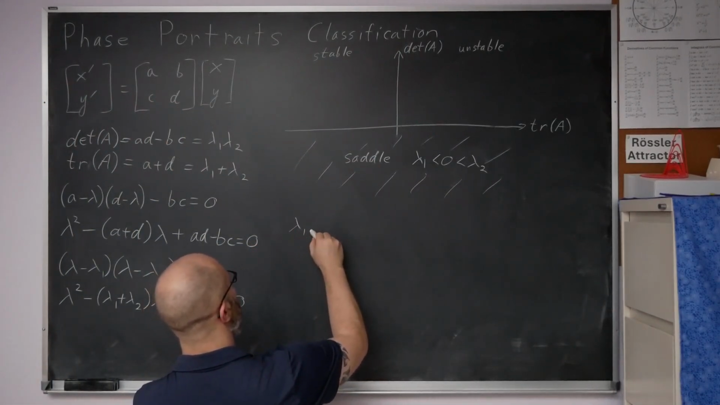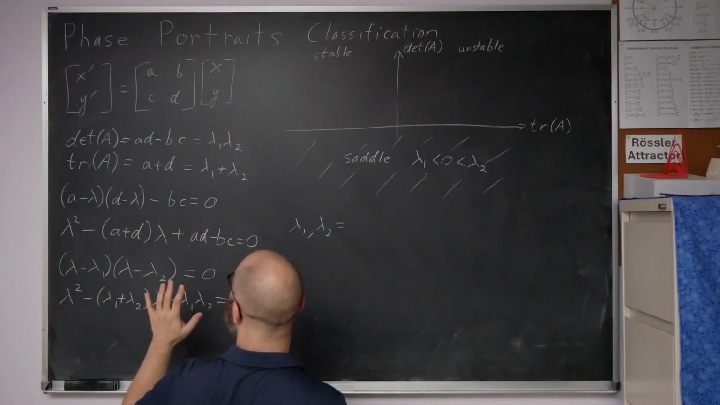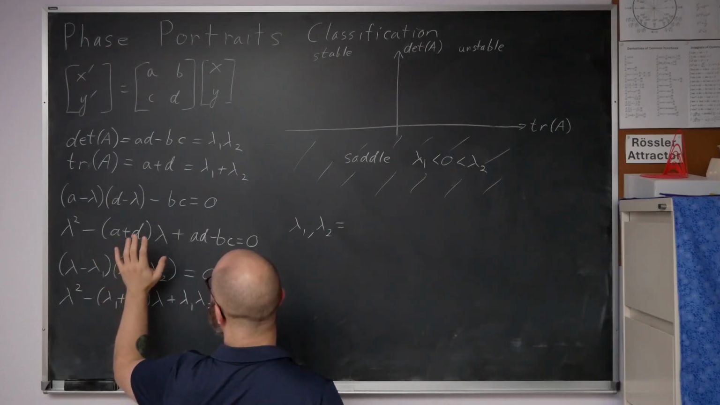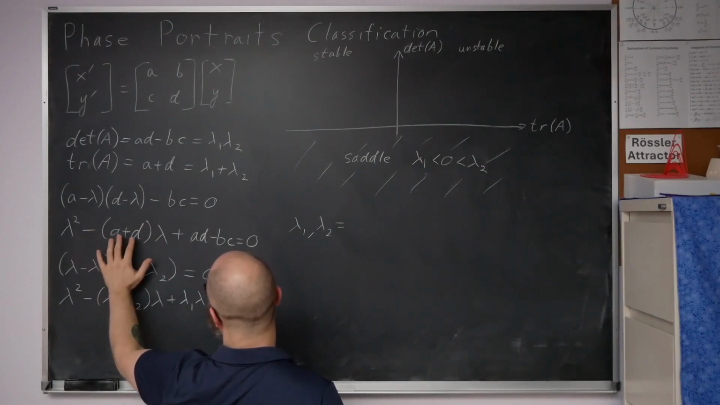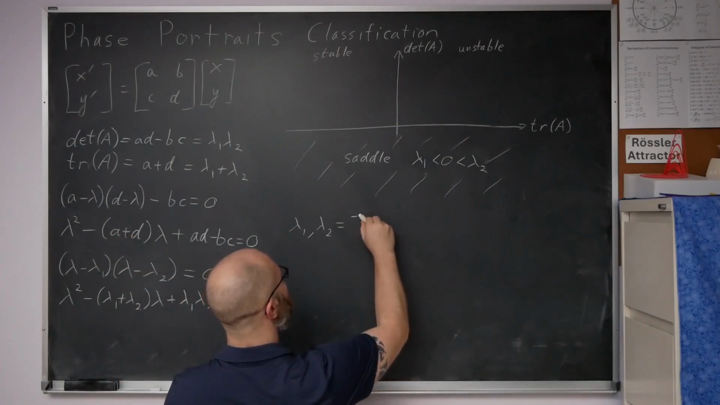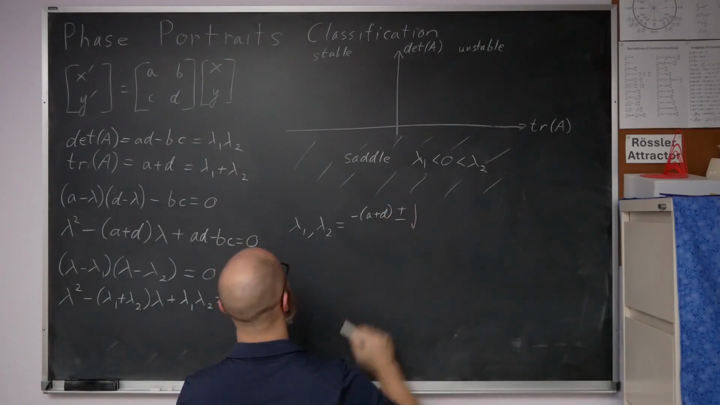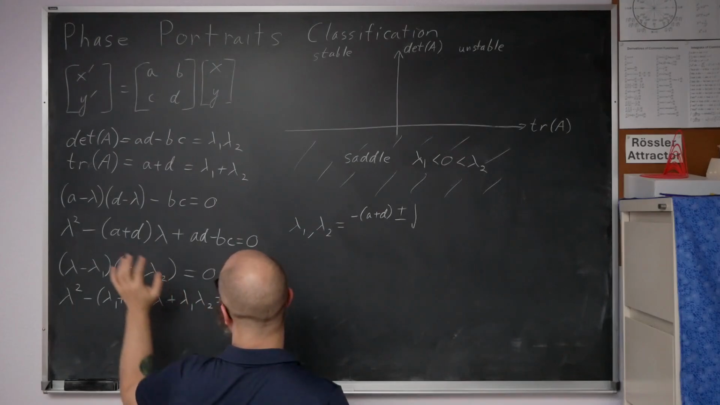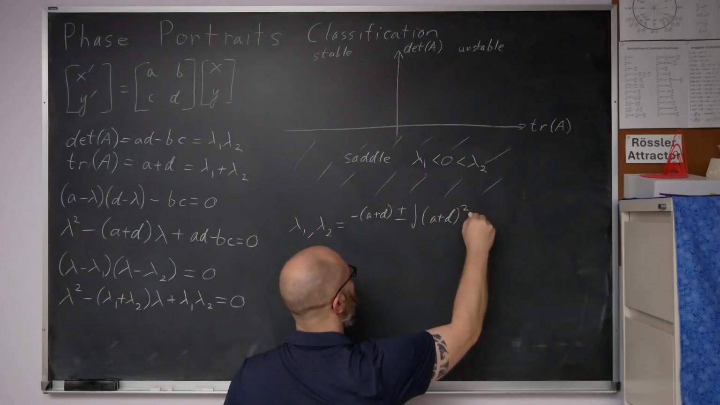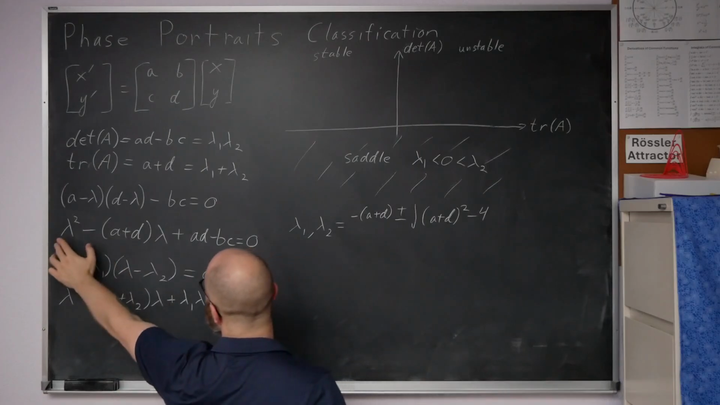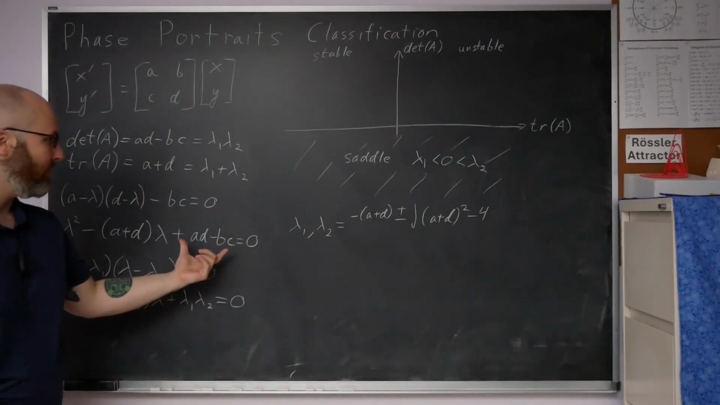So we should have lambda 1, lambda 2, we're going to get it from the plus minus, equals, all right, so I've got my negative coefficient on the lambda to the first power. So I end up with negative A plus D, plus or minus the square root. I'm going to have b squared, so A plus D squared, minus 4 times the coefficient on lambda squared, so just 1, times the constant coefficient, so the AD minus BC.